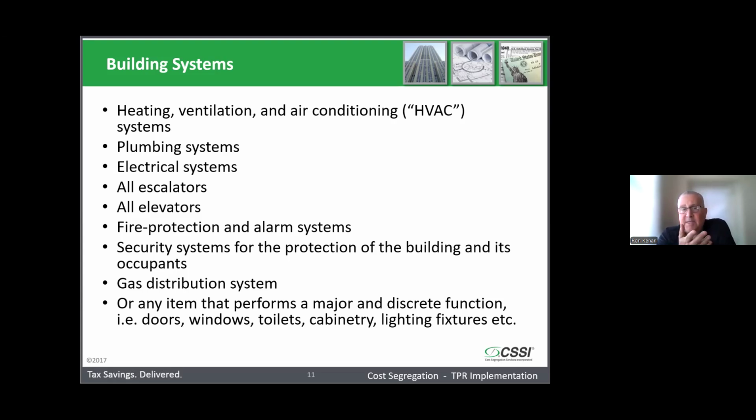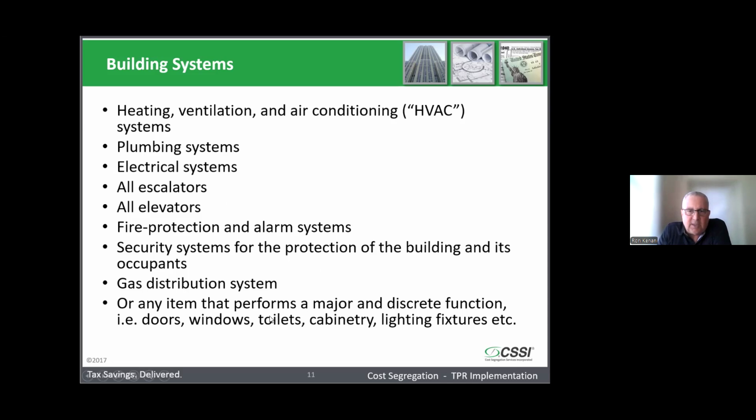Okay, so this is some example of building systems or building units. It could be the heating, ventilation. It could be plumbing, electrical. If you have special escalators, elevators, those are big buildings. Fire protection, alarm system, security system. There's so much more.